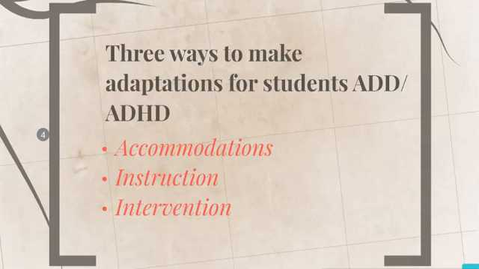Next, there are 3 ways to make adaptations for students with ADHD or ADD. First is through accommodations. Through accommodations, the teacher must evaluate how to make learning easier for the student with ADD or ADHD. Then through instruction, which is the way the teacher teaches, and lastly through intervention, which is how the teacher stops the behavior from being disruptive or distracting to other students.